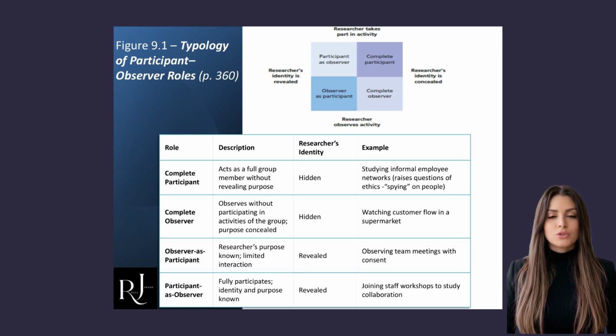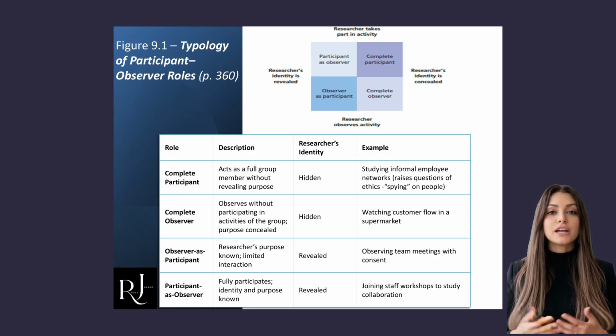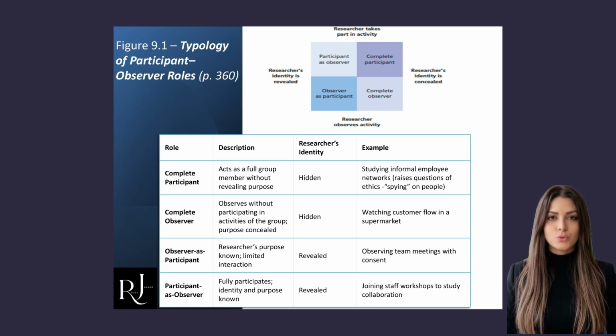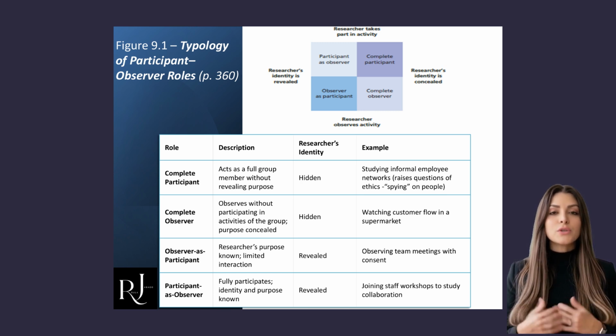Next is the complete observer. Here, your identity is also hidden, but you don't participate. Think of someone watching customer flow in a supermarket from a security room. You are a shadow. For instance, if you're studying how customers move through a large department store, you could sit in the security control room and observe their paths without them knowing.